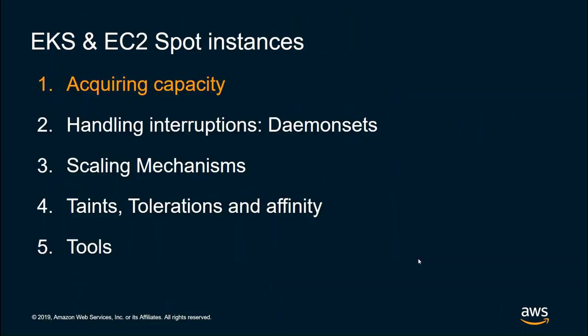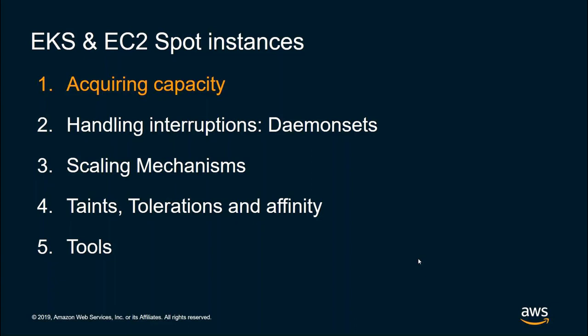Let's get to the best practices that we mentioned before, and we're going to cover several things. We're going to cover how to acquire capacity, and how to handle the interruptions using the Daemonset that will catch the interruption notification and drain the node. Carlos is going to go over scaling mechanisms and demo how to scale those Spot instances in your Kubernetes clusters. He's going to cover Taints, Tolerations, and Affinities, for when you want to run workloads on demand or you want to slice and dice your cluster, and finish with some tools and takeaways for this session.